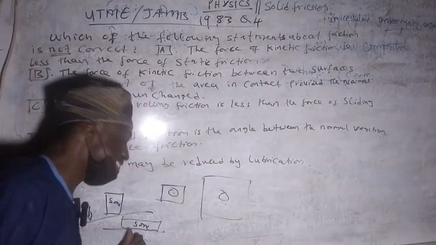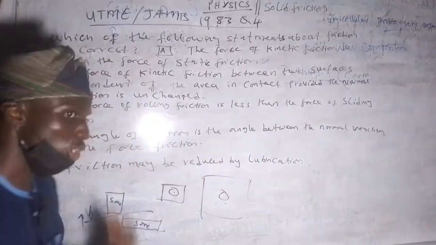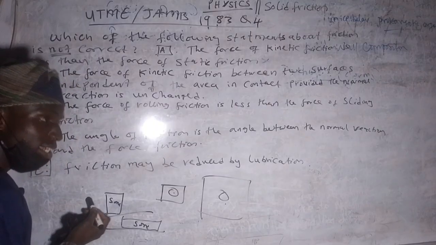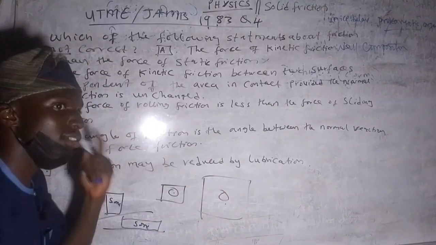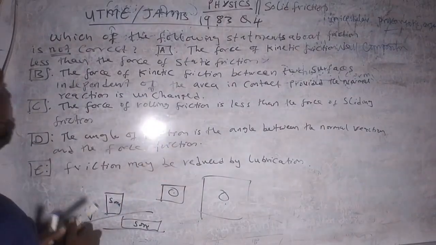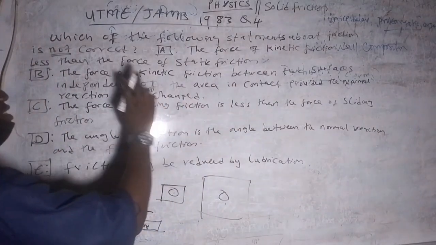They won't tell you the weight. They are talking about the normal reaction, and whenever they talk about normal reaction, you just bring about the weight. You'll be able to understand what they are trying to say, because the weight must be opposite to the reaction, and equal in magnitude, as said by Newton's third law. So, third law of motion. So, let's go. This statement is correct because the friction is independent of the surface area.